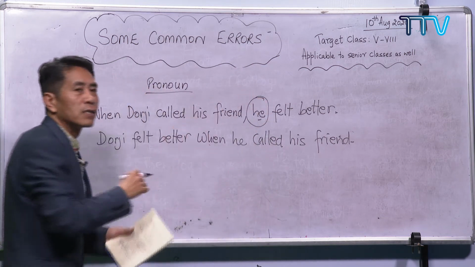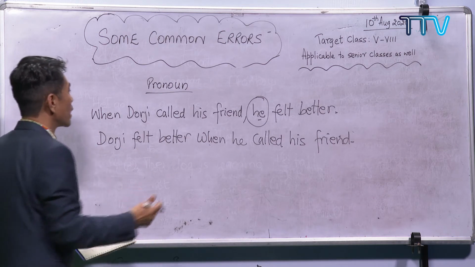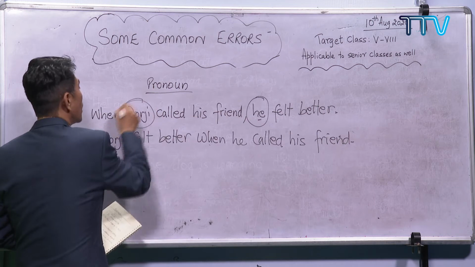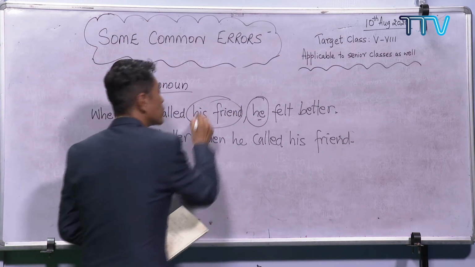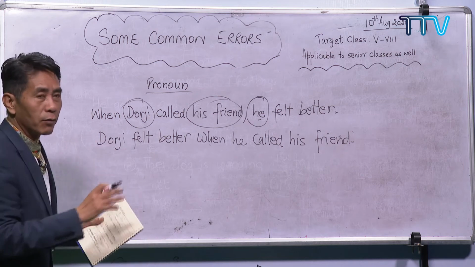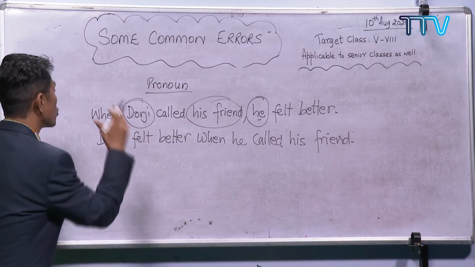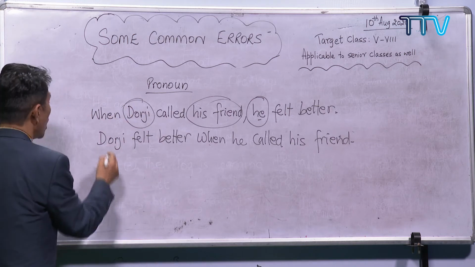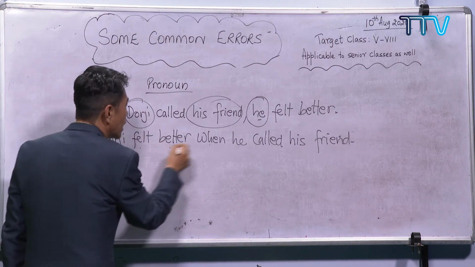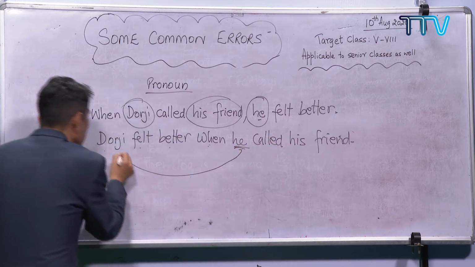This pronoun is vague. It does not specify correctly whether we are talking about Doji or whether we are talking about his friend. So there is confusion. So you should not write this kind of thing. If you write it, then this is a common error. So you should be very specific. For example, Doji felt better when he called his friend. Now, he refers to Doji.